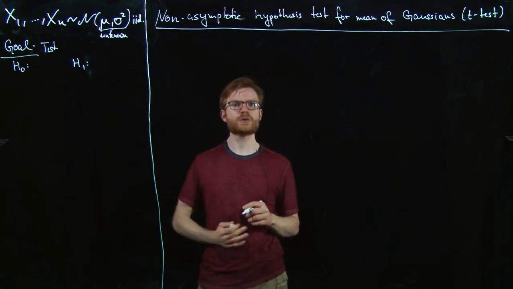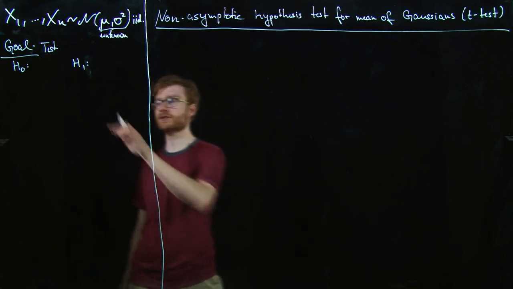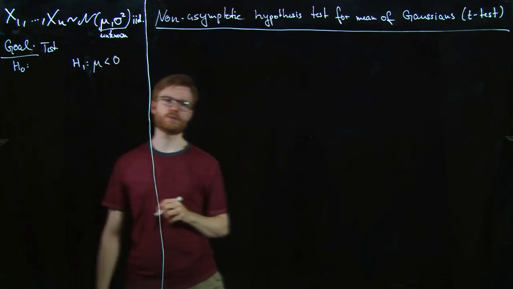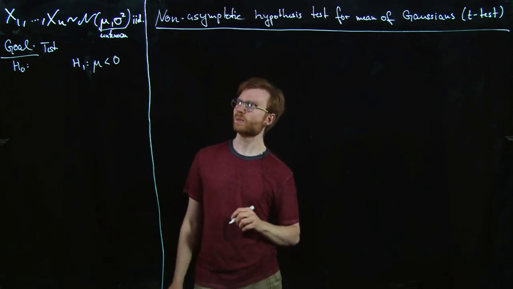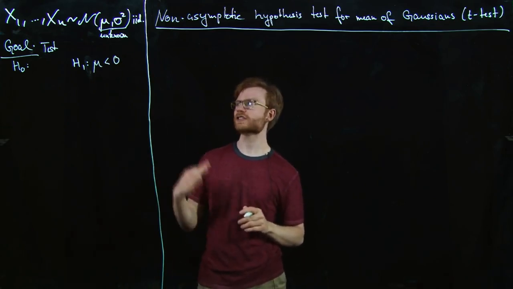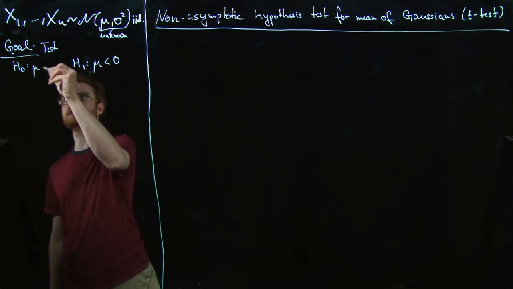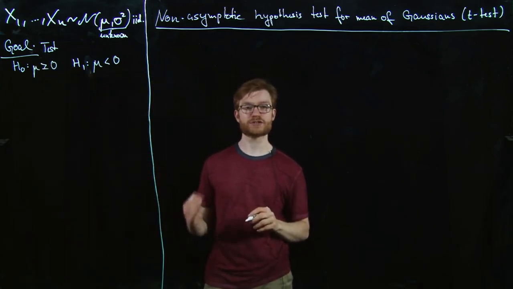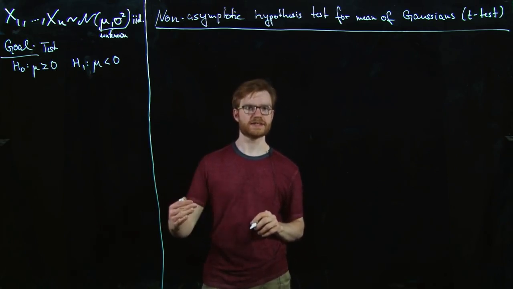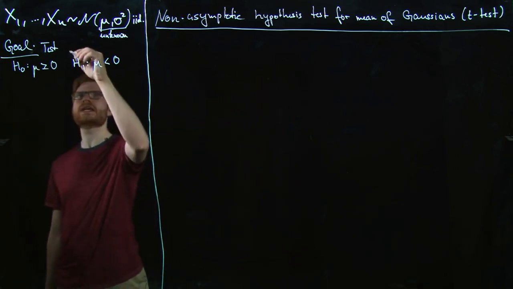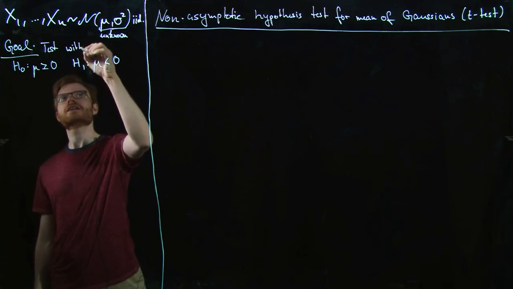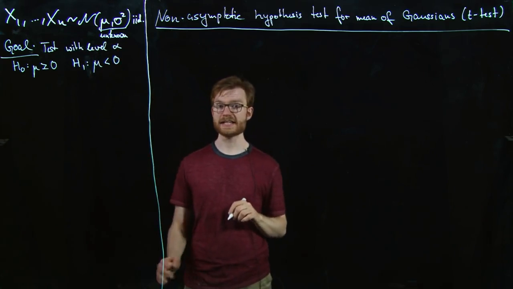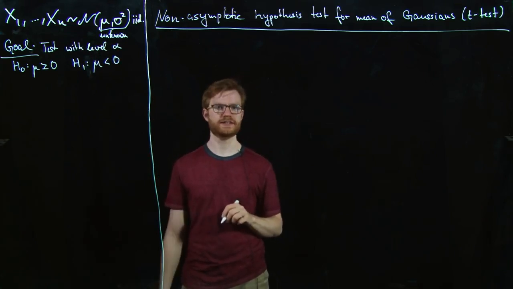But in this case, since I want to actually prove that it lowers blood pressure, that should be the alternative hypothesis. Why? Because I want to be able to actually reject the null hypothesis. And the null hypothesis consists in the drug either keeps the blood pressure constant or actually raises it. And we want to test this with level alpha. And again, I'm looking for a non-asymptotic test here.